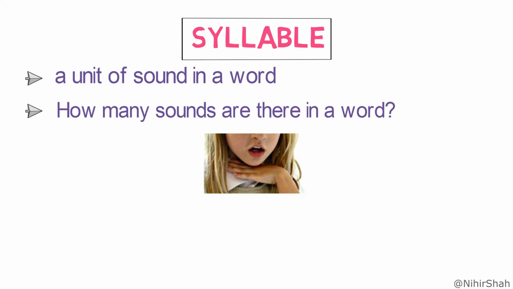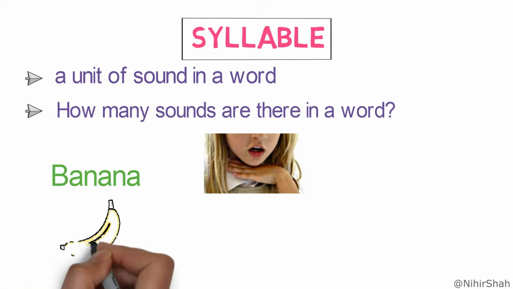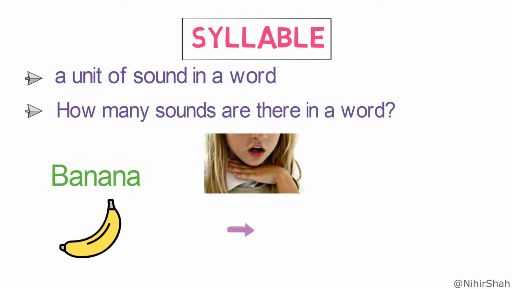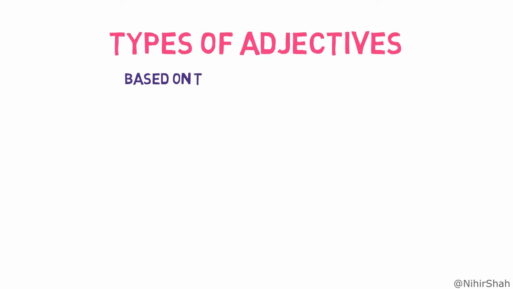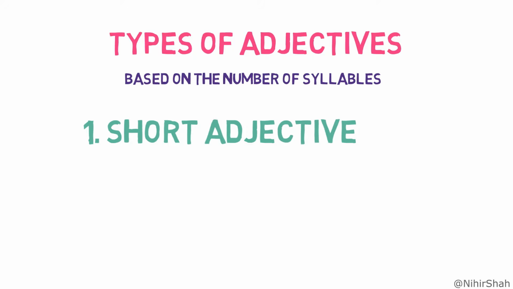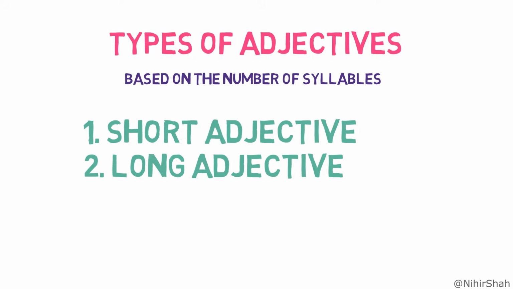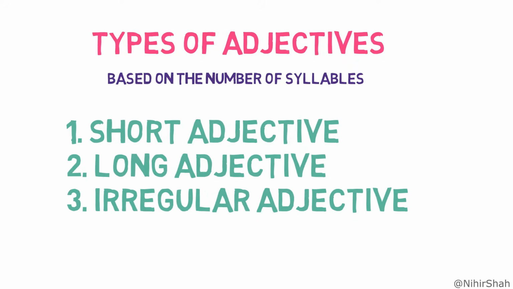For example, let's take the word banana. How many syllables are there here? There are 3 syllables. Ba-na-na. In this way, you can count the number of syllables in a word. Now, let's move on to the different types of adjective based on the number of syllables in a word. Number 1, short adjective. Number 2, long adjective. And number 3, irregular adjective.